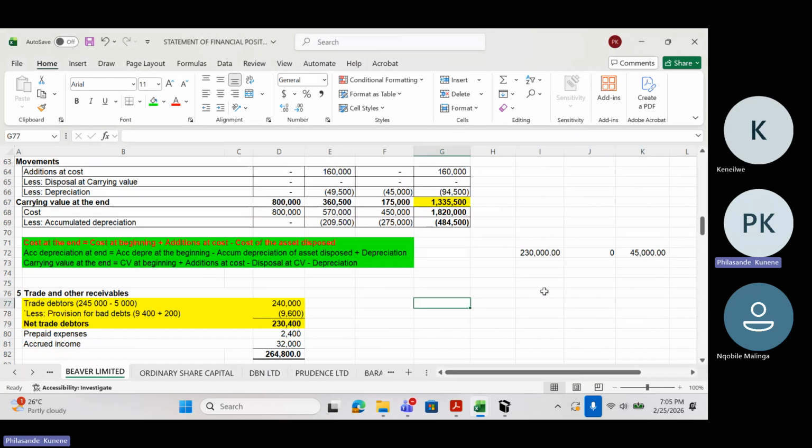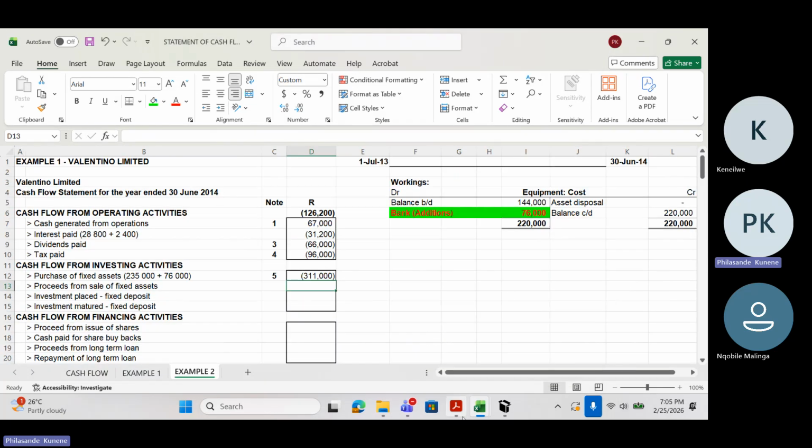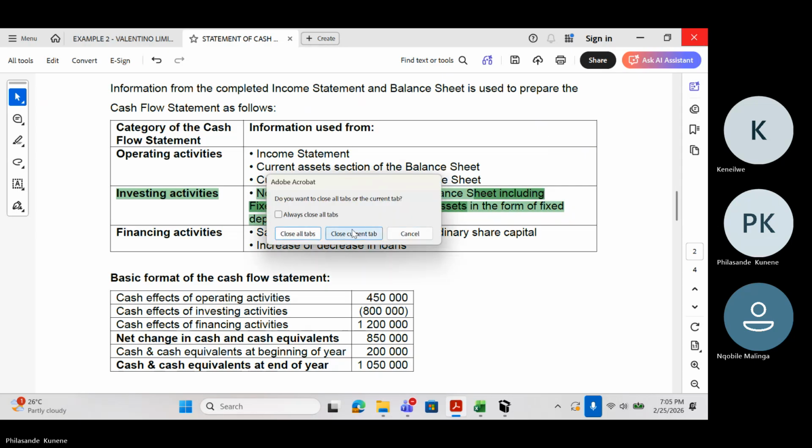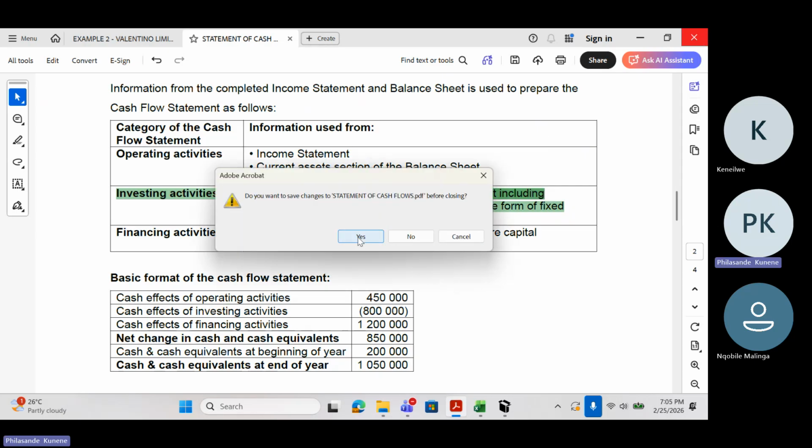Proceeds from sale of fixed assets, we disposed something. Okay, can I close this one now? Okay, let me just keep it a little bit. I can just close this part, because we're not using it.